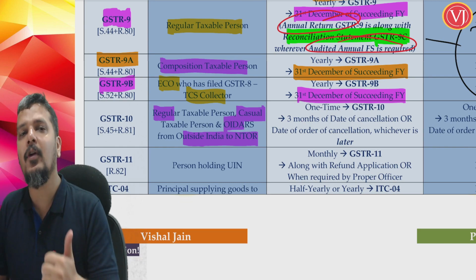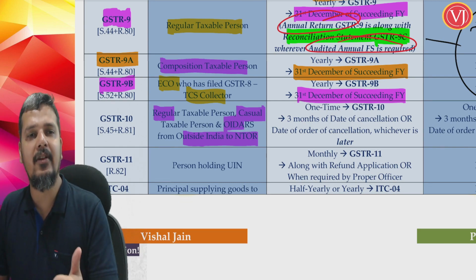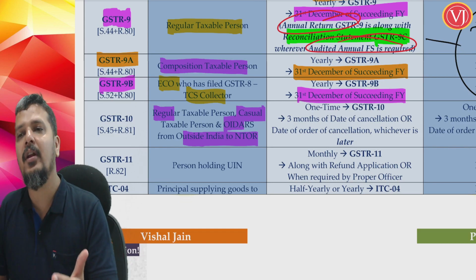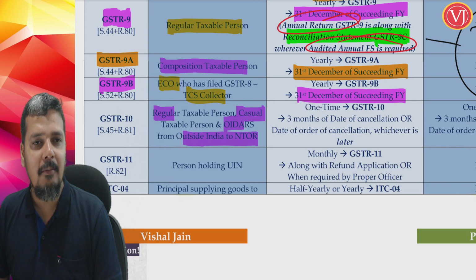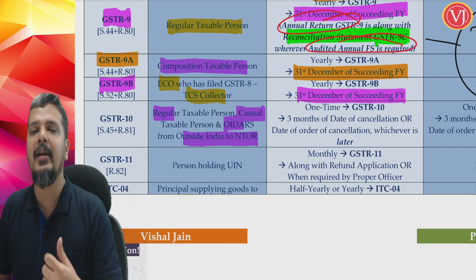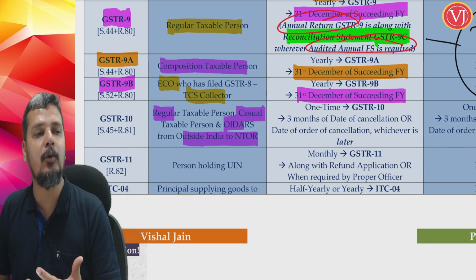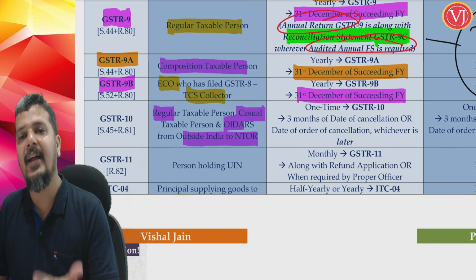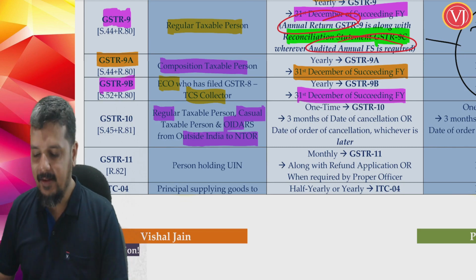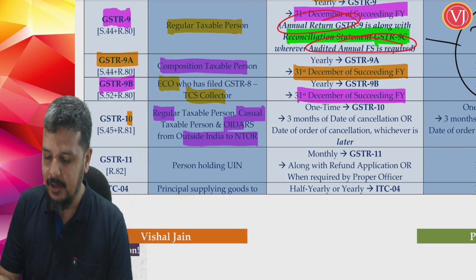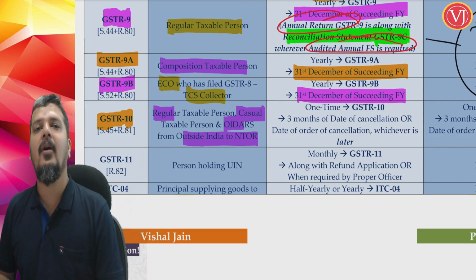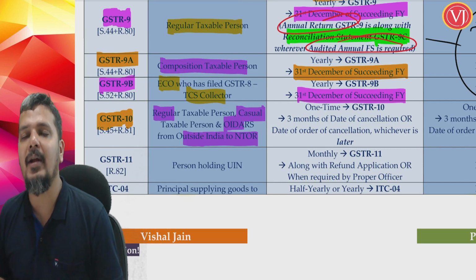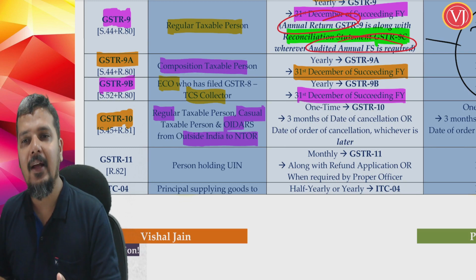The final return is submitted for two things: what is your pending stock as on the date of cancellation, and if you have enjoyed the credit on that stock, you have to make the payment. So how you can read it is that normally GSTR 10 is filed by two persons, the regular taxable person and the casual taxable person. Understand that it is not like your normal other returns. There is no frequency. It will come only once.